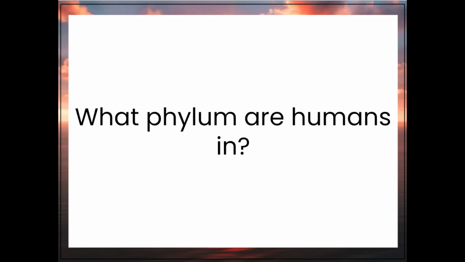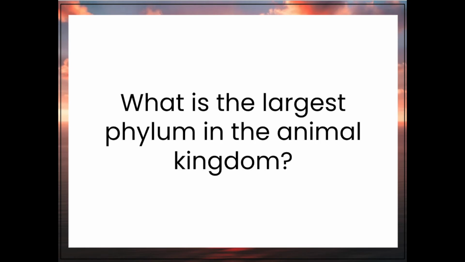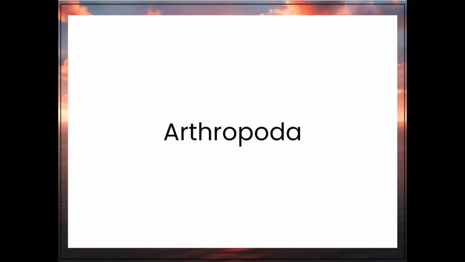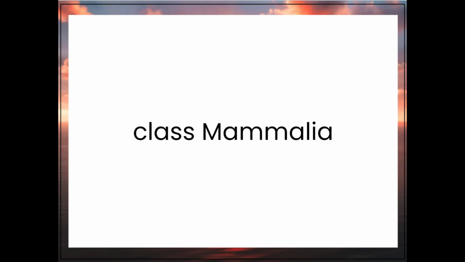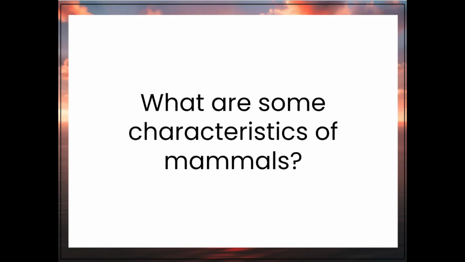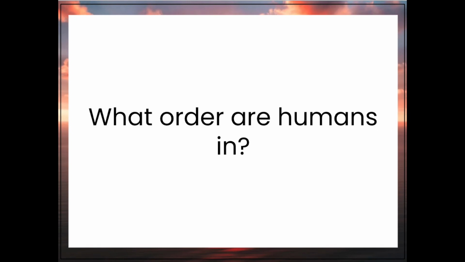Division. What phylum are humans in? Phylum Chordata. What is the largest phylum in the animal kingdom? Arthropoda. What class are humans in? Class Mammalia. What are some characteristics of mammals? Three inner ear bones, hair, and females produce milk to feed their young.